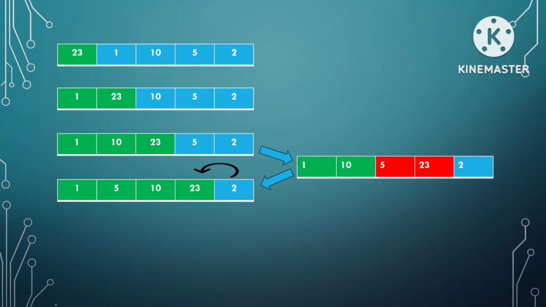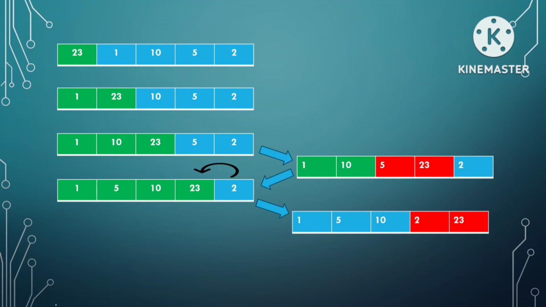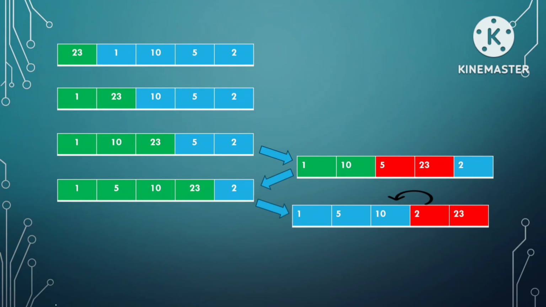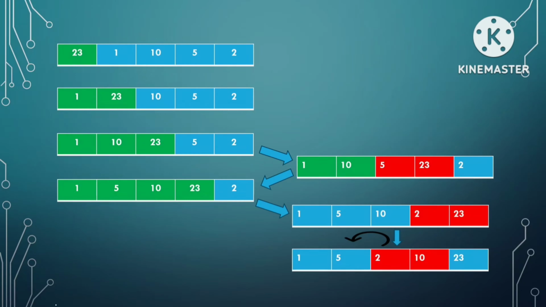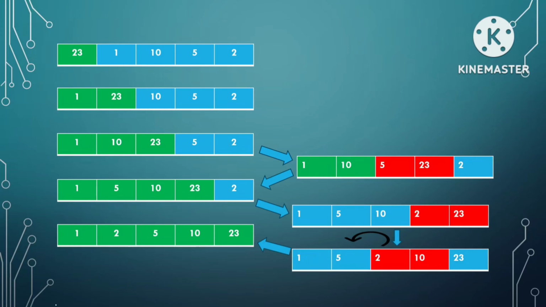Finally, take the last unsorted element 2. Compare it with the sorted elements. 2 is less than 23, so we swap 2 and 23, and 2 is less than 10, so we swap 2 and 10, and also 2 is less than 5, so we swap 2 and 5, but 2 is greater than 1, so we need not swap 2 and 1. Now the entire list is sorted, that is 1, 2, 5, 10, 23.